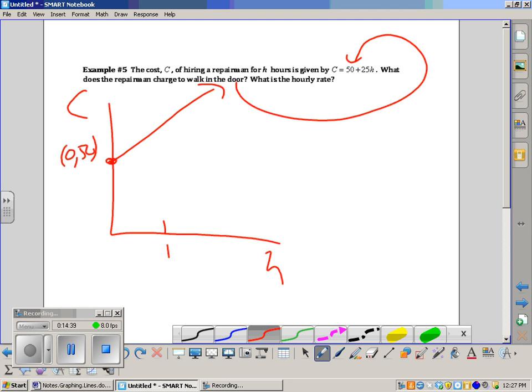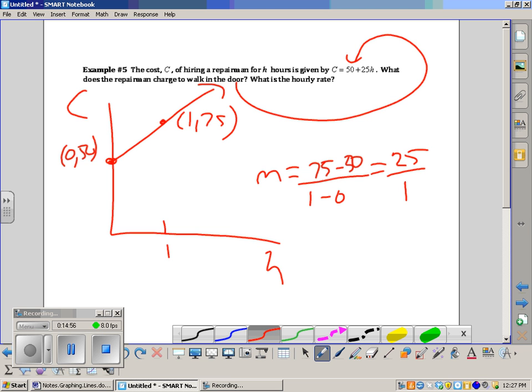And then 25 is the slope of the line. So for 1 hour, you're going to pay 75. So this is 1 comma 75. Let's just see that you see this. The slope is 75 minus 50 over 1 minus 0. That's 25 over 1. That is your slope, and that is the hourly rate, $25 an hour.